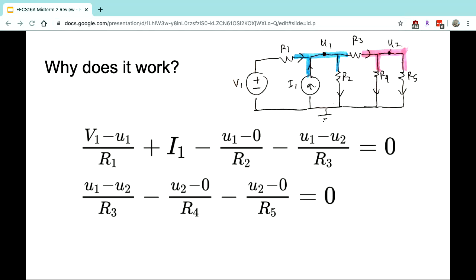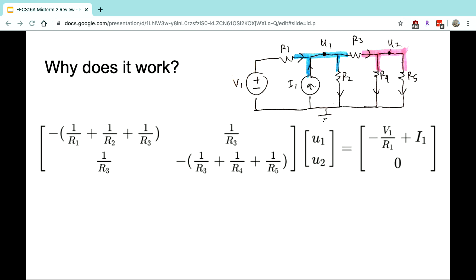So one thing that you can consider is that if we were to take the node voltage equations for this circuit, I think the blue line is representative of the first equation, and the pink line is representative of the second equation. We can convert this into a matrix. Hopefully some of you remember this from before midterm 1.